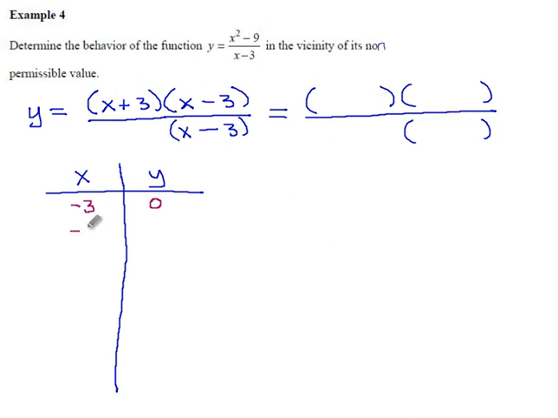If x is negative 2, negative 2 plus 3, negative 2 minus 3, and same thing down here. These cancel, we get 1. If x is negative 1, negative 1 plus 3, negative 1 minus 3, negative 1 minus 3. These cancel again, and so our result is 2. These seem to cancel over and over.